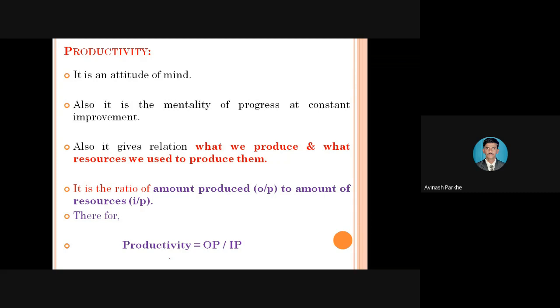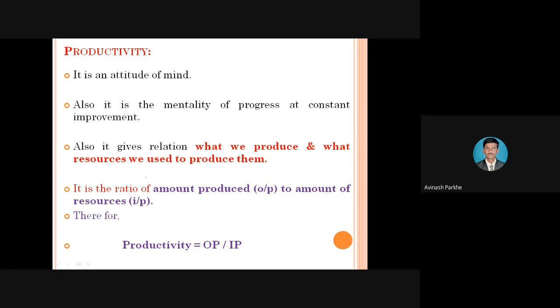Sometimes what happens is your output increases, but to increase that particular output we have to increase the input resources also. The output is increased, but we cannot say that productivity is increased, because in order to increase that output we have increased the number of input parameters. But what is our requirement? With a minimum number of input parameters, if I achieve the maximum output, and that output is directly proportional to productivity, then I can say that your productivity is increasing.